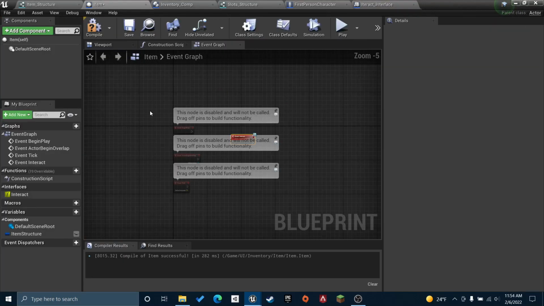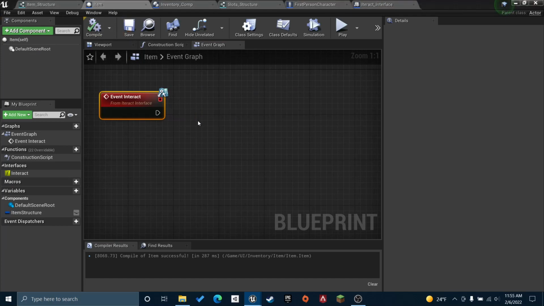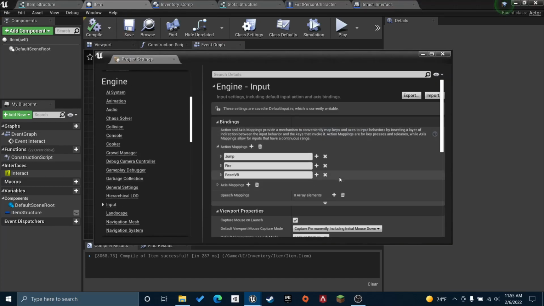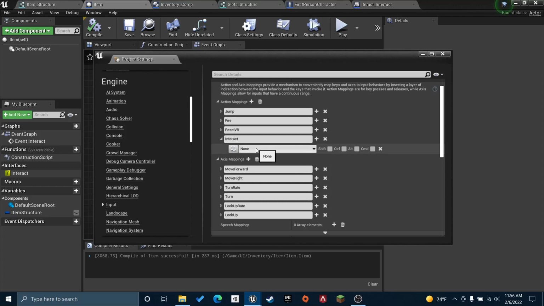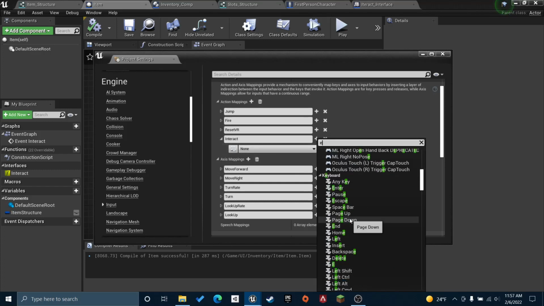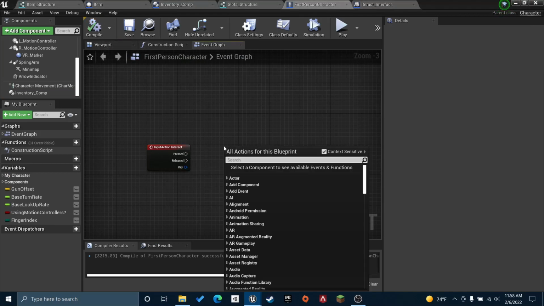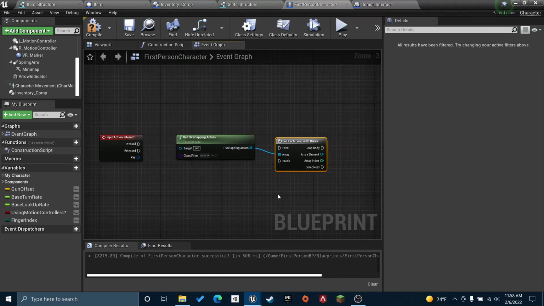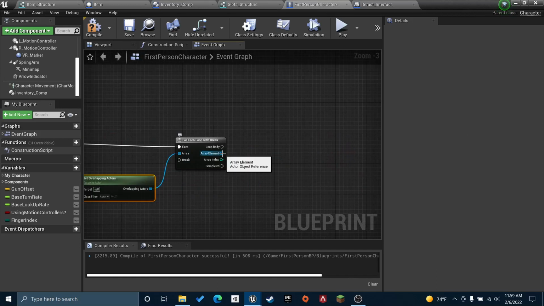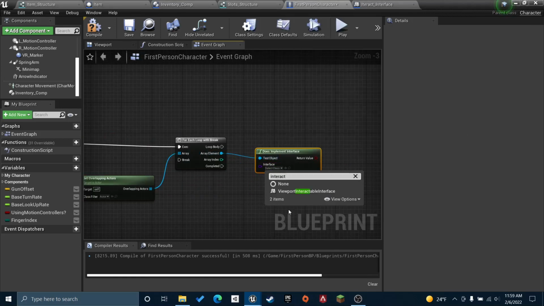Through this, I'm actually able to allow the player to fire off an action mapping that allows them to interact with the object, pull up the inventory that way, and see the objects present in their inventory at that time.